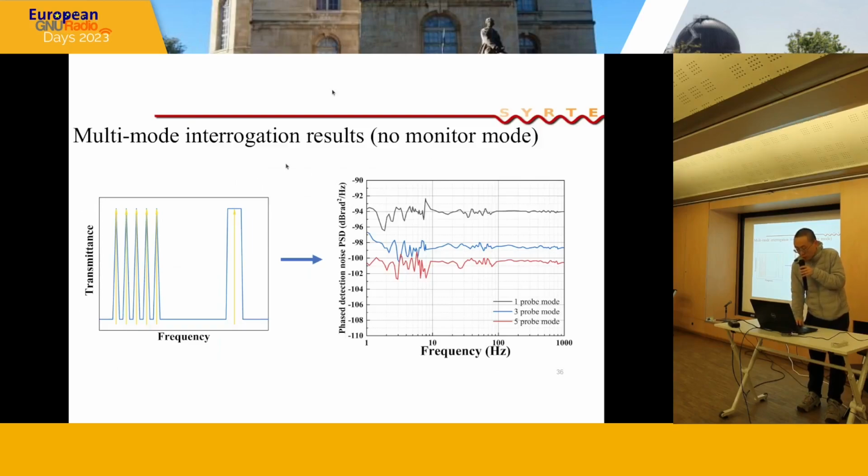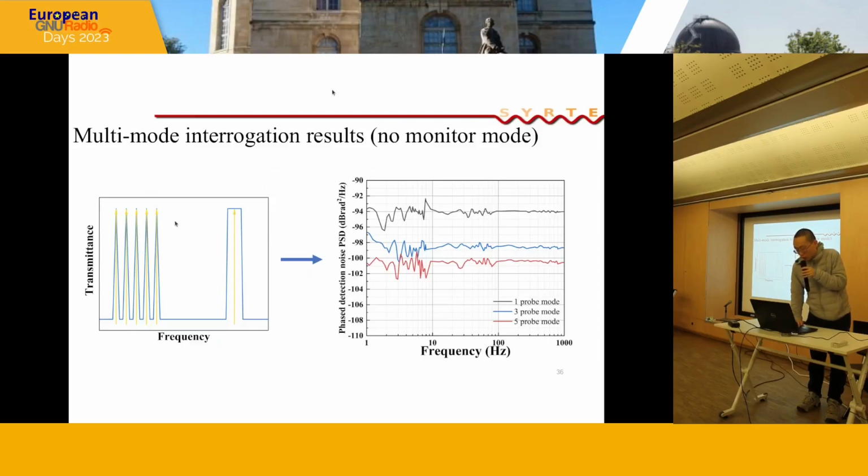Here is the multi-mode interrogation result without the monitor mode. Here are 5 modes in the narrow holes to extract the phase changing information. Why do we want to put the 5 modes in 5 narrow holes? Because there is a phenomenon called overburning. If you keep throwing light in the narrow hole, the hole will be burned to be wider and wider, and finally lose its function as a stable frequency reference.